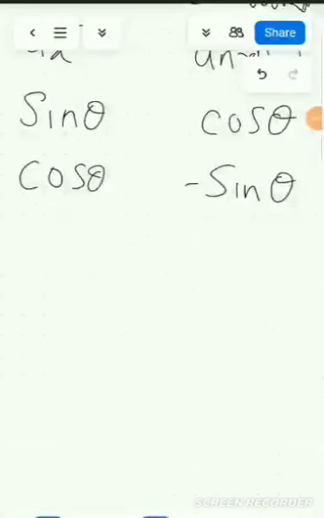The other thing that we also have is e to the power x. So this will simply be e to the power x. Nothing changes. The derivative of e to the power x is just e to the power x.